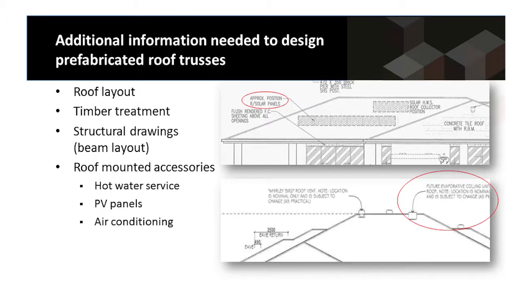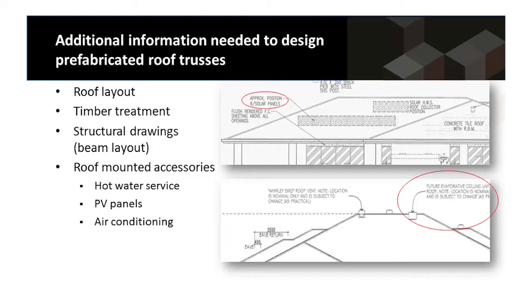Roof-mounted accessories may also be required for things like trusses. So if people are designing trusses, they need to know what is the truss holding up. What is the truss holding down in the event of high winds? So we may need to know any roof-mounted accessories as well. And here you can see some plans that show the location of even future roof-mounted accessories.